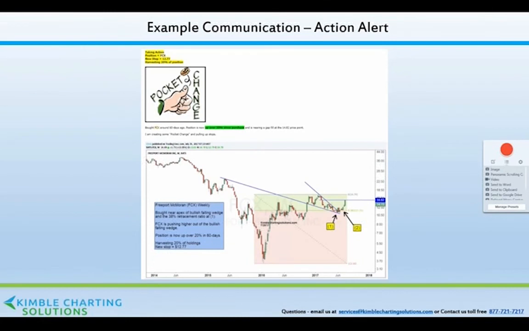This is an update on FCX where we took some profits. It broke out. Here, I'll go here. It broke out, came up to resistance, so we took some pocket change and moved up stops. Now, as a member, you know, you're going to make your own decisions. You might only move your stop up and not take profits here. You might do what we're suggesting. It's completely up to you.